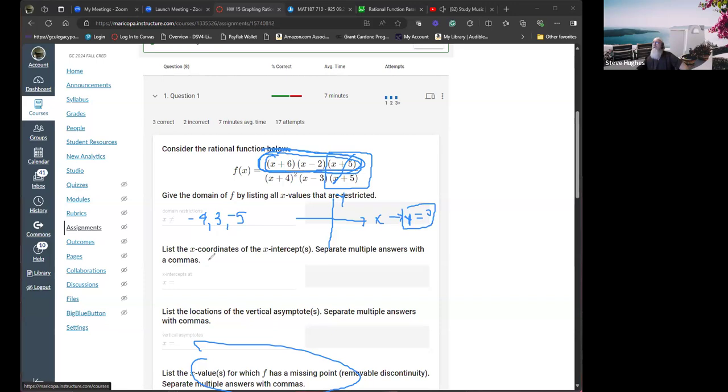All right. Next it says, list the location of the vertical asymptotes. Well, that's just my domain, right? It's exactly that. X equals -4, x equals +3, x equals -5. And then like I said before, the removable discontinuity is when my factors divide out. But last time we looked at a graph, we noticed that we have a hole there. Even though we divided the factors out, we're still left with a hole.